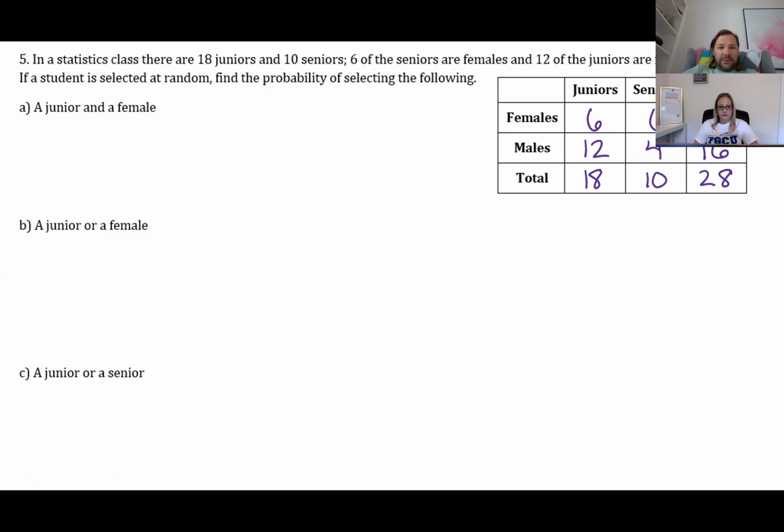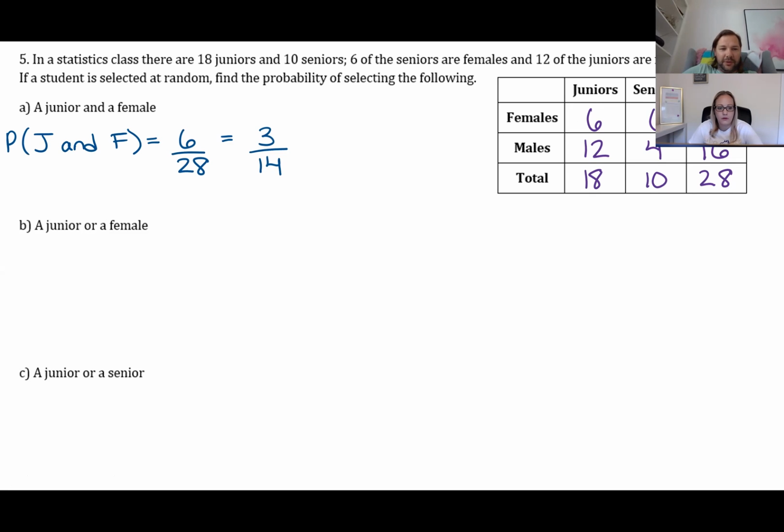So then the question was, what's the probability of selecting a junior and a female? Well, junior and a female means you have to be in this box right here. So that's 6 over 28, because we have 28 total. And so that's 3 over 14.